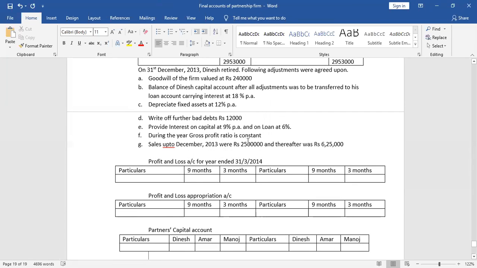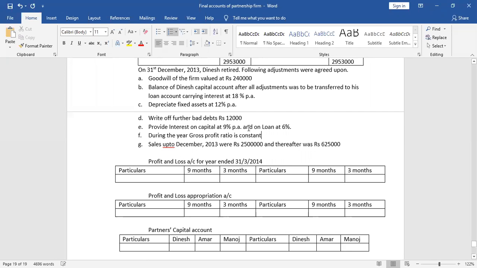During the year, gross profit is constant, meaning every month the gross profit is the same. So there is a sales bifurcation given. Up to December, sales is 25 lakhs, and after December, for 3 months, the sale is 6,25,000. So we have to calculate the sales ratio, before retirement and after retirement, and whatever expenses are related to sales have to be divided in the sales ratio.